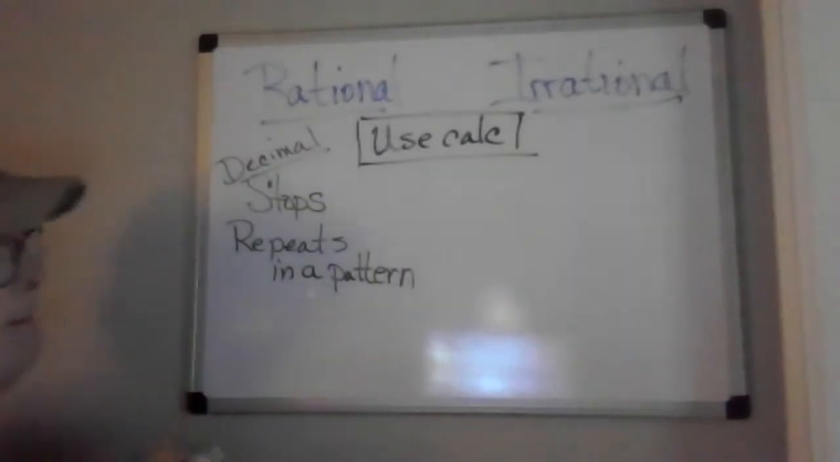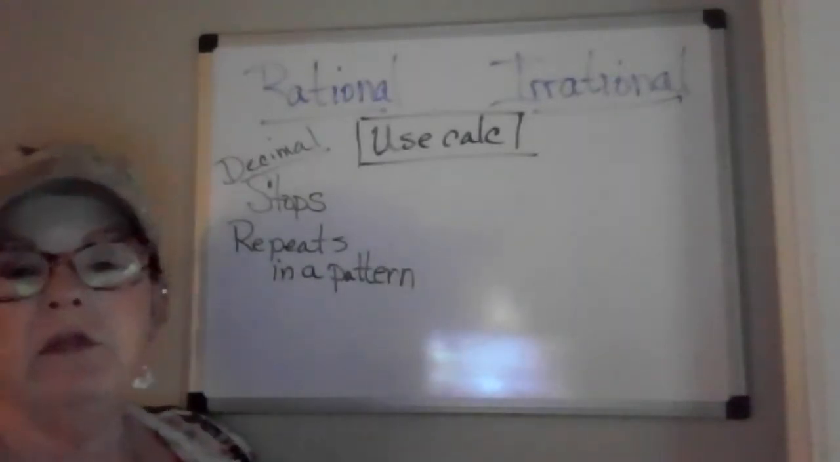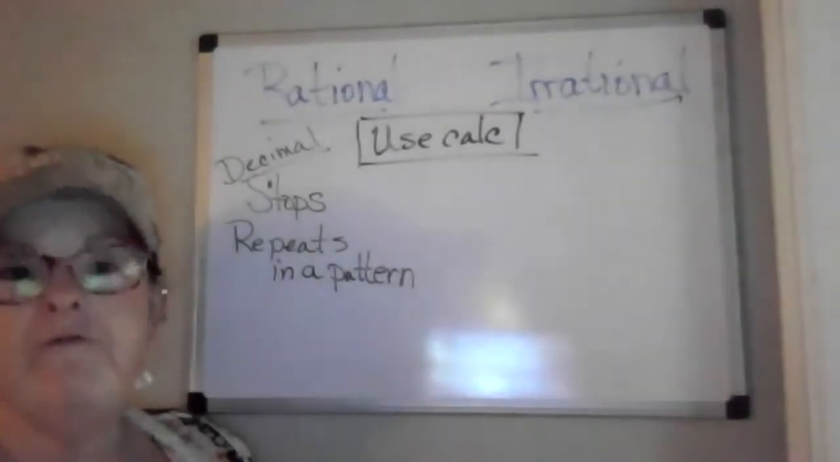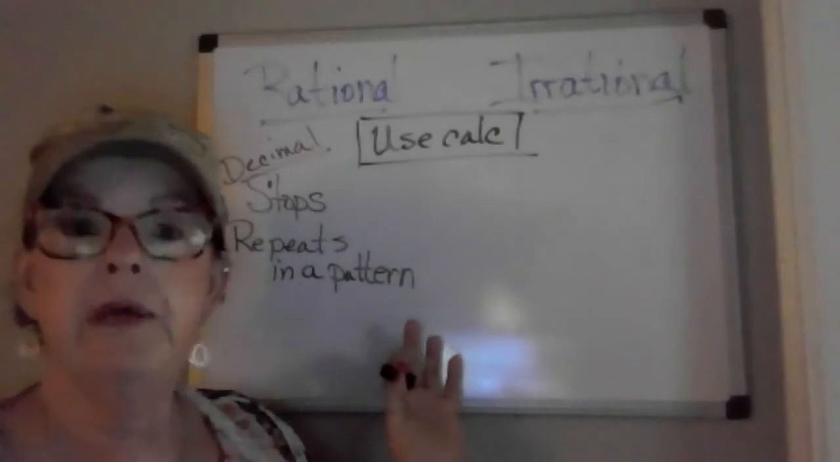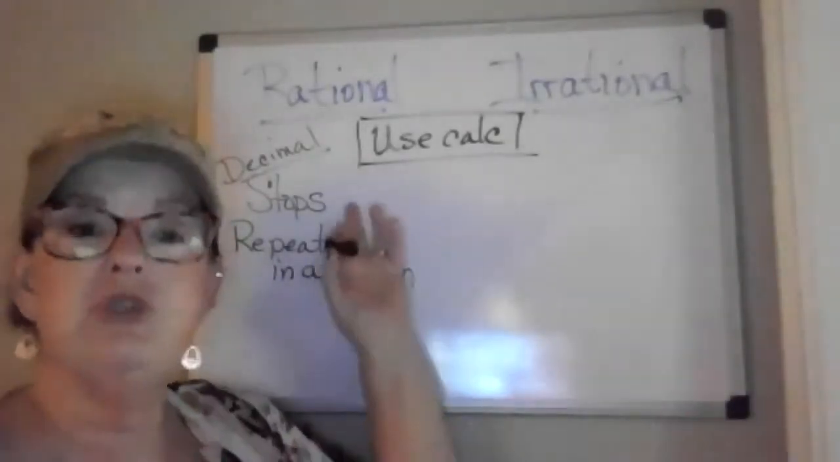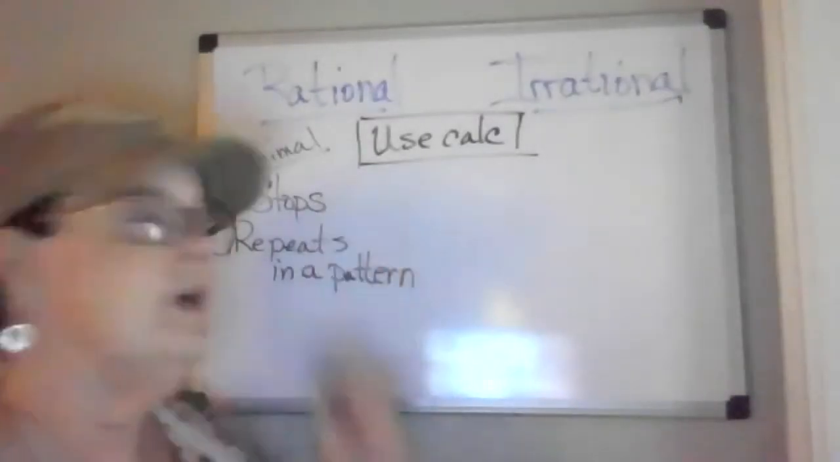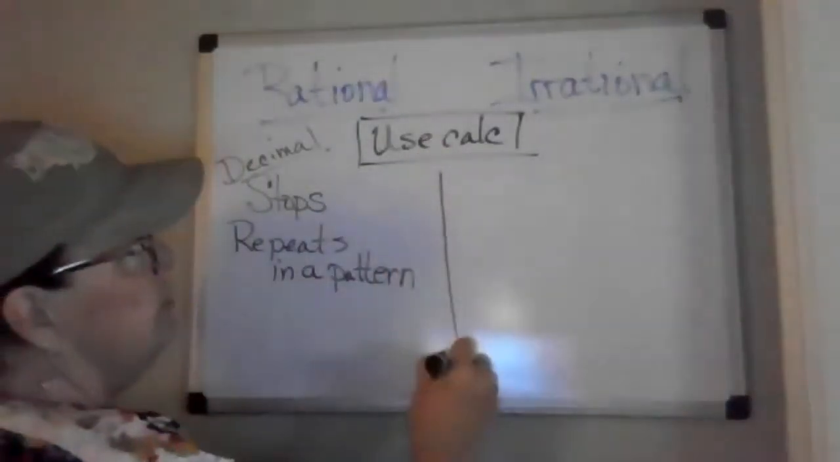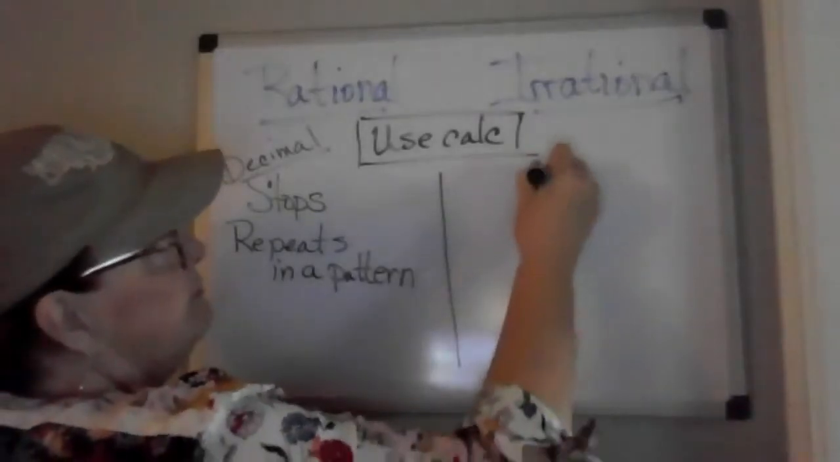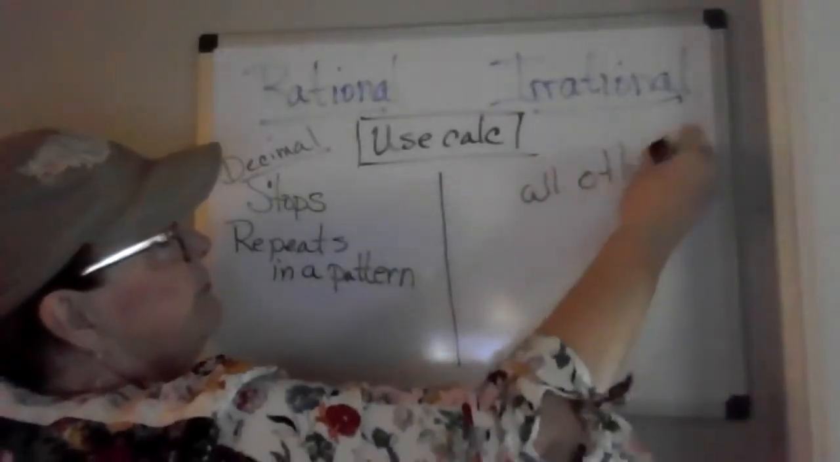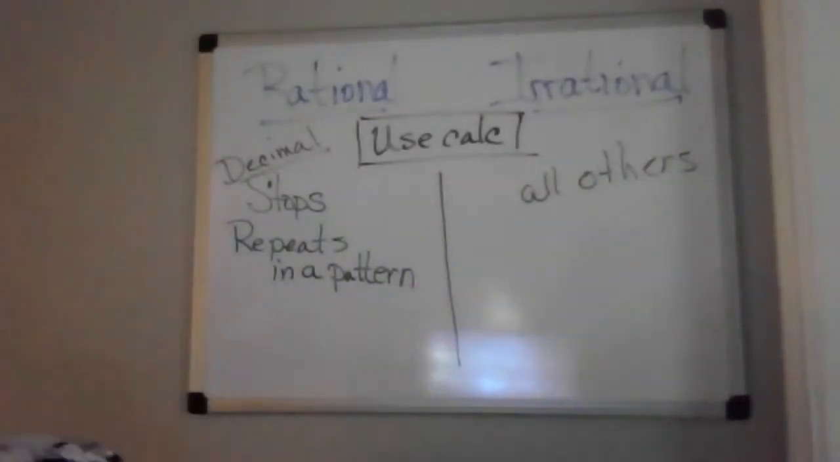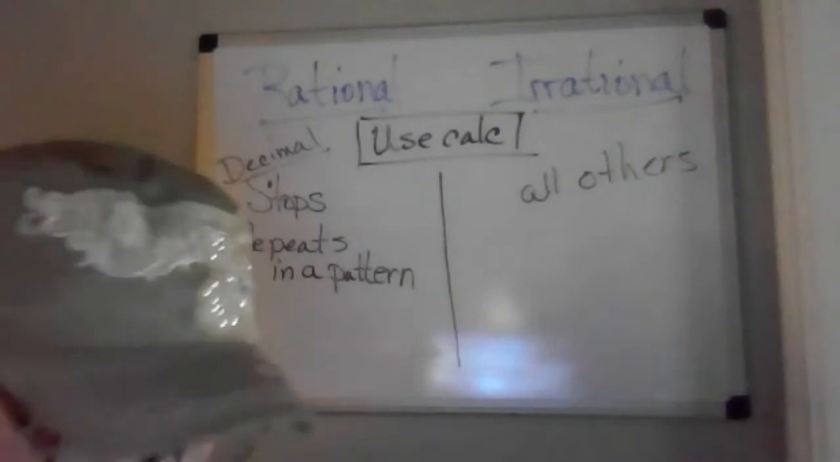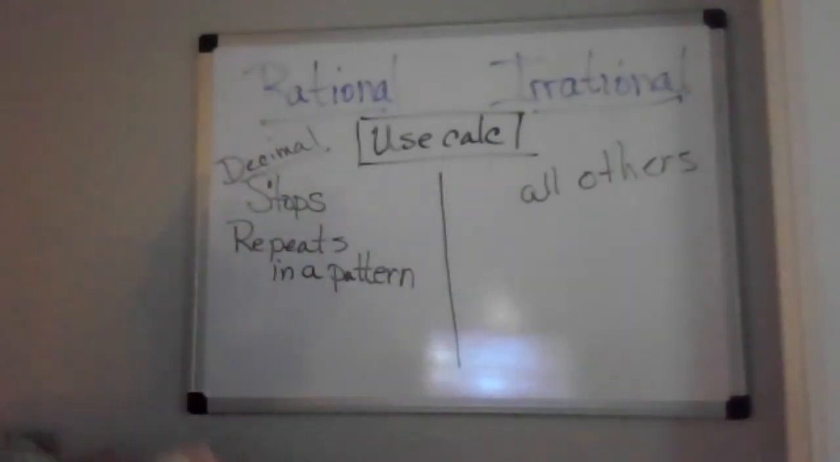For instance, 2.34343434, that would be a rational number. Okay, if the decimal stops, or if it repeats in a pattern, then it's a rational number. All others are irrational. So what we're going to do is try some examples here real quick. I think the colors are going to be boring today because that's about all that's working. So, okay, let's try this.